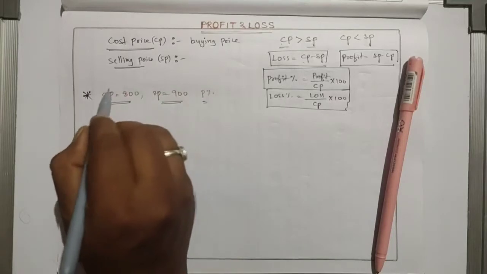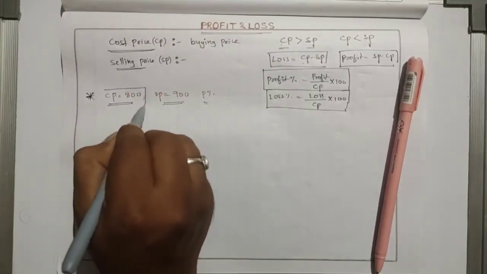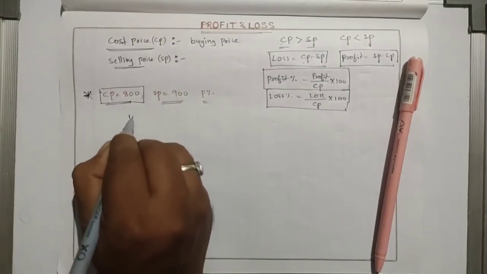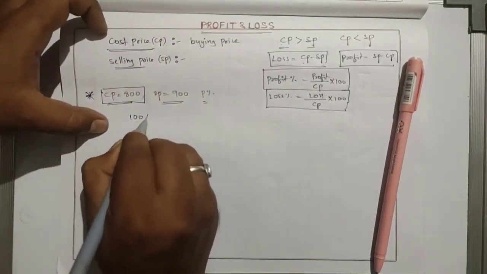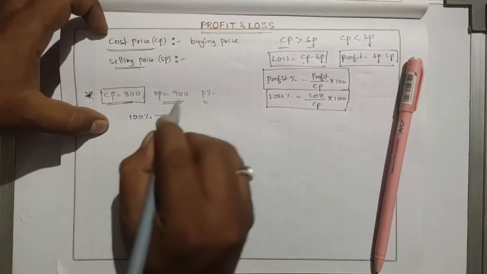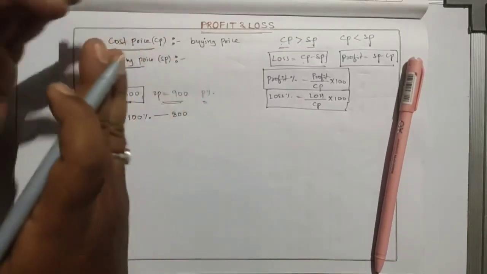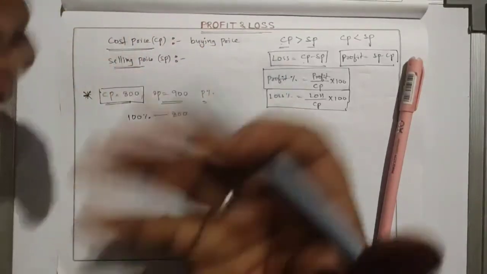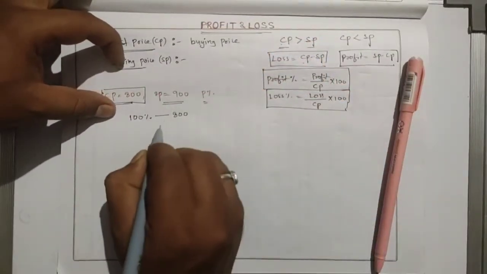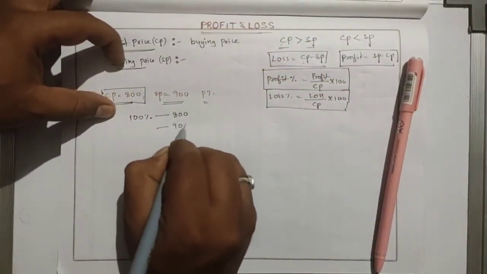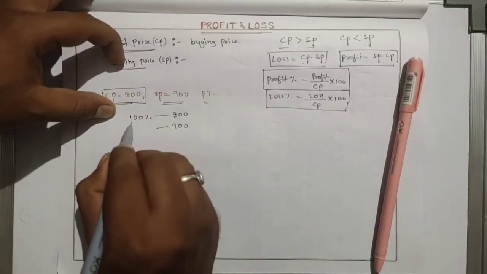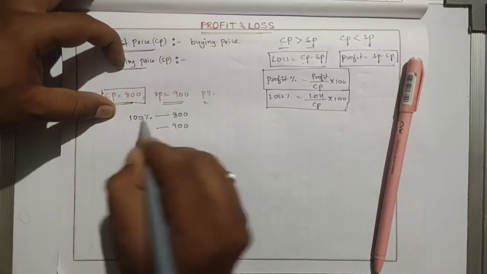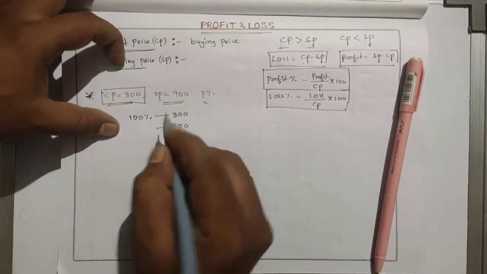Anything should be based only on the cost price, whether it is loss or profit. That's why take 100% as 800, which means we are investing some amount at the cost price. Based on that, how much profit do we get? What is the percentage of 900? If 100% is 800, which means we paid the 100% money here, then how much percent do we get here?